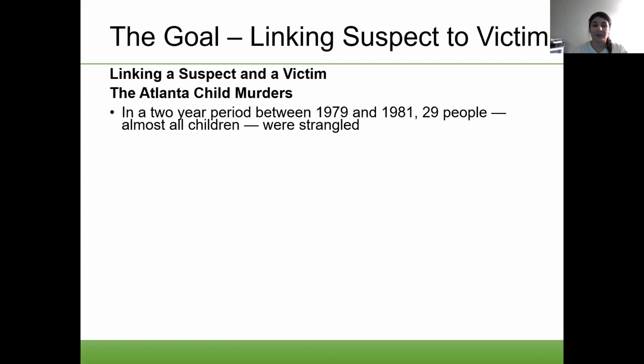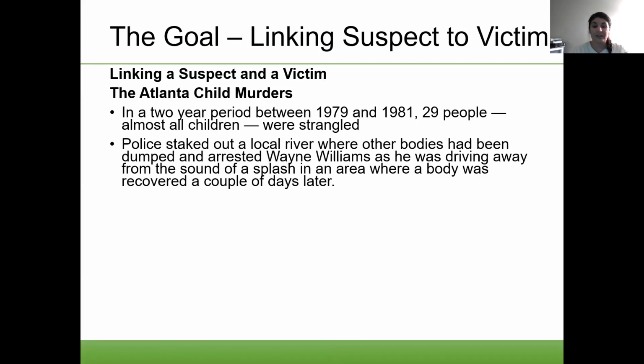In a 2-year period between 1979 and 1981, there were 29 people, almost all children, who were strangled. Police staked out a local river where other bodies had been dumped, and then they arrested Wayne Williams as he was driving away from the sound of a splash, in an area where a body was recovered a couple of days later. The FBI helped figure out where the burial grounds would be.